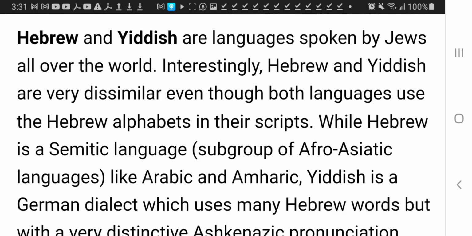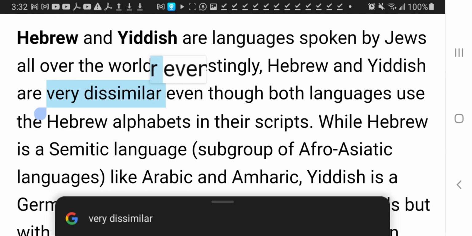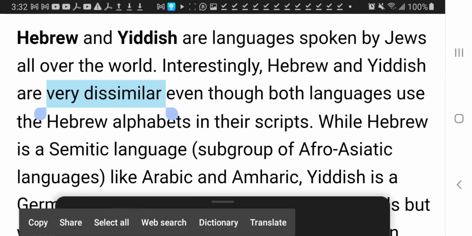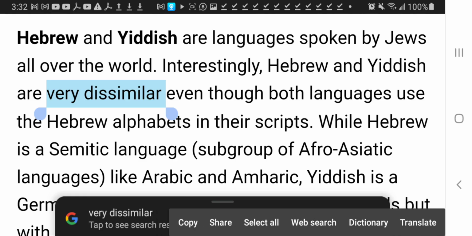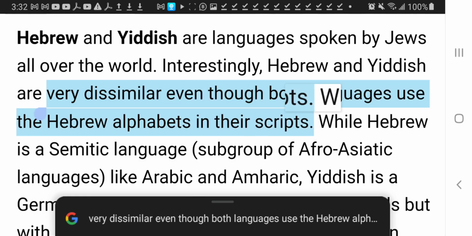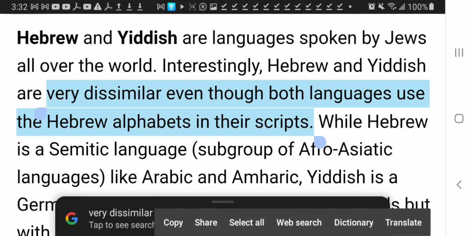Now Yiddish is spoken by Eastern European Yehudi. Yiddish is almost like their patois, Eastern European patois. So this is what it means, spoken by Jews, especially certain Eastern European Jews all over the world. But a lot of other people also understand languages. Interestingly, Hebrew and Yiddish are very dissimilar. You see what it says right there? They're not very similar. So how are many so-called black Hebrews and Hebrew Israelites making this mistake? It's like the same mistake they make with the so-called Lashon Kadash, as they call it. Even though both languages use the Hebrew alphabet in their scripts. Look at that. So both languages use the Hebrew alphabet.